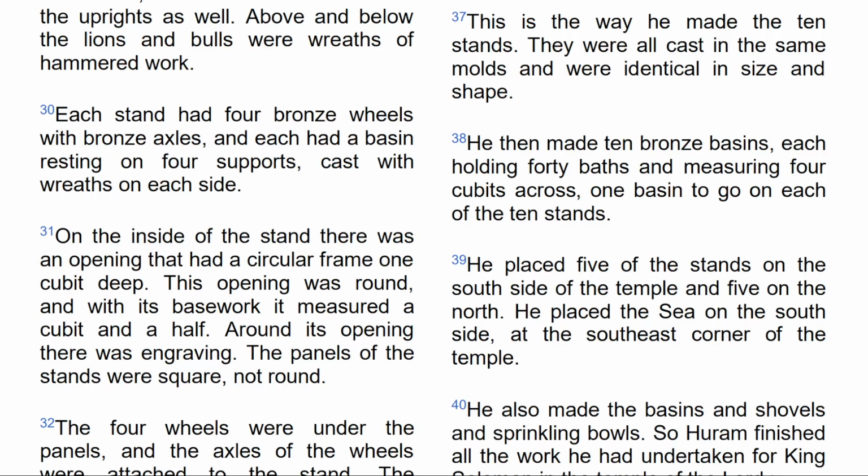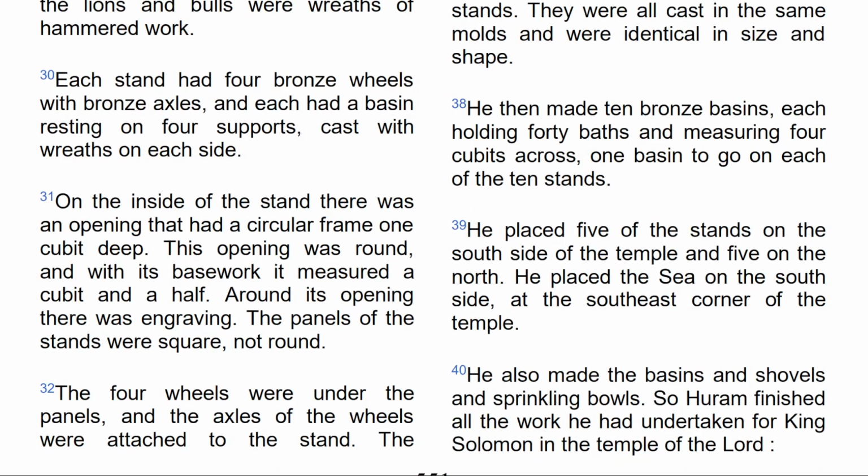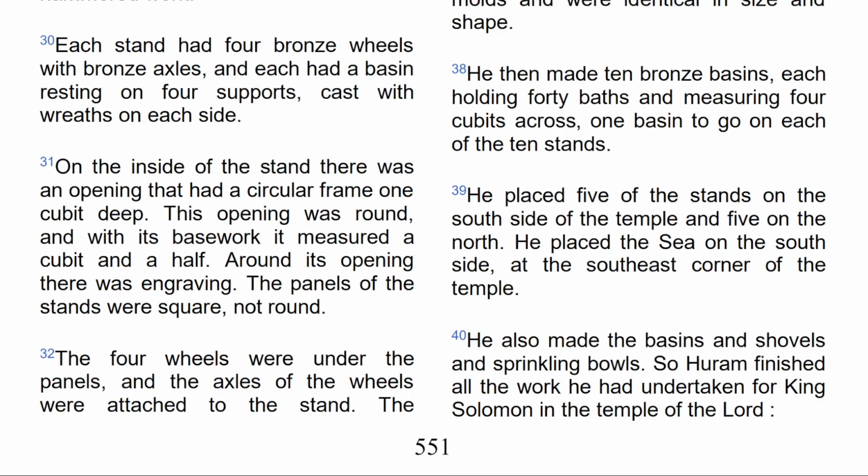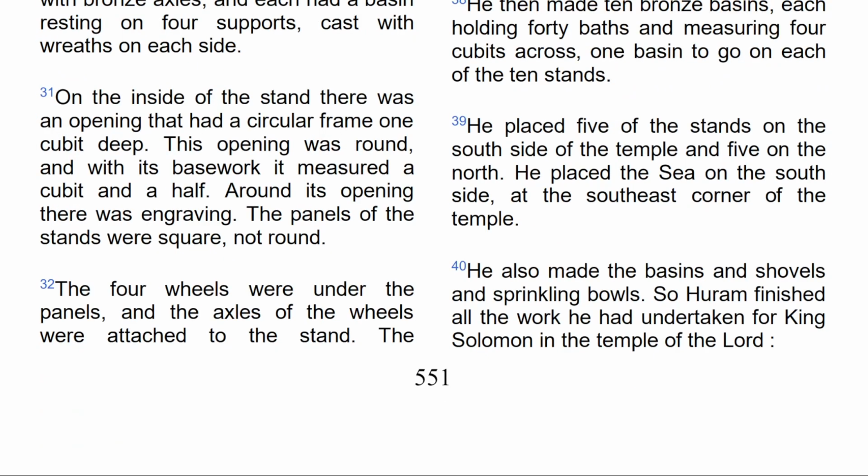Each stand had 4 bronze wheels with bronze axles, and each had a basin resting on 4 supports, cast with wreaths on each side. On the inside of the stand there was an opening that had a circular frame 1 cubit deep. This opening was round, and with its base work it measured 1.5 cubits. Around its opening there was an engraving. The panels of the stands were square, not round. The 4 wheels were under the panels, and the axles of the wheels were attached to the stand.